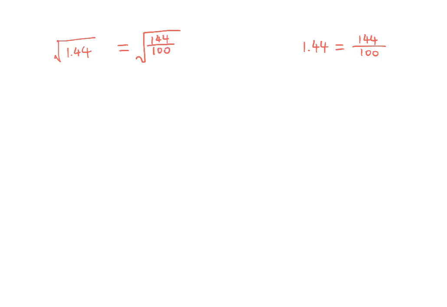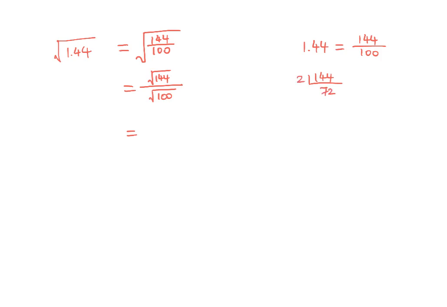144 over 100. Now, after that, you can separate the upper part, square roots of 144 over square roots of 100. So for the upper part, you can do short division. Actually you can do it from the smallest prime number. If you know that this is 12 times 12, fine. If you don't know that, then we can start from the smallest prime number, which is divided by 2.